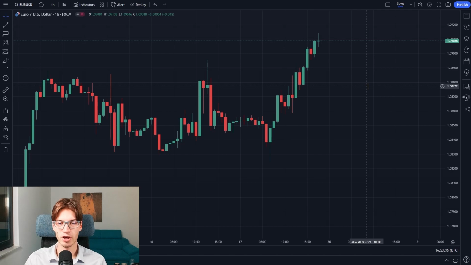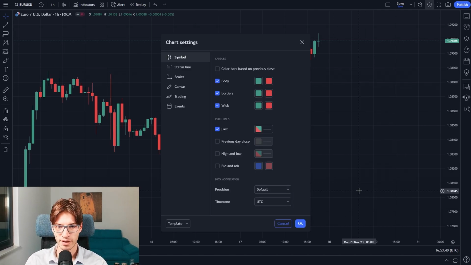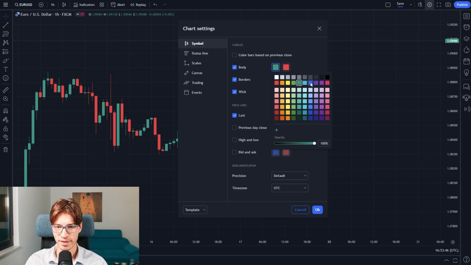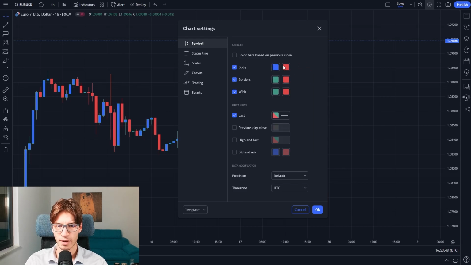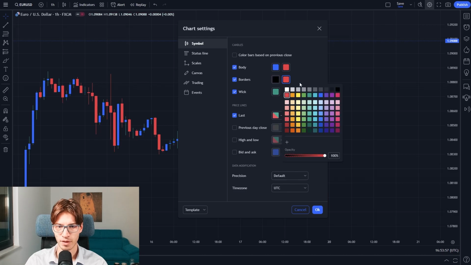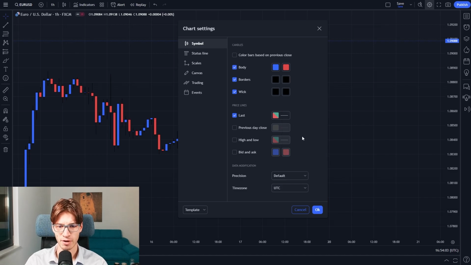So for you to change up the colors, right click anywhere, click on settings. And now under symbol, I want to change the color of the body to, let's say, blue. And the bearish candle, because this is the bullish, this is the bearish, bearish can be red. Borders, I do black on both, and wicks I do black as well. These are the colors I use.